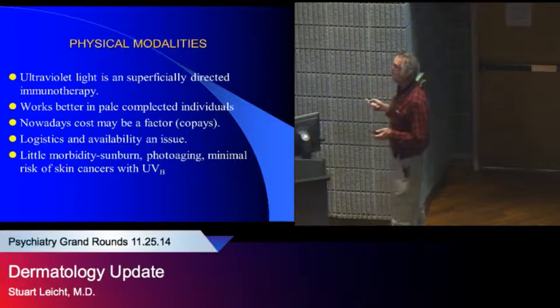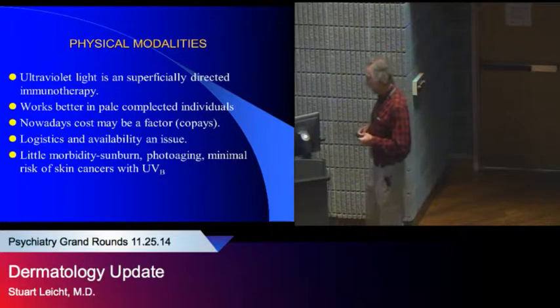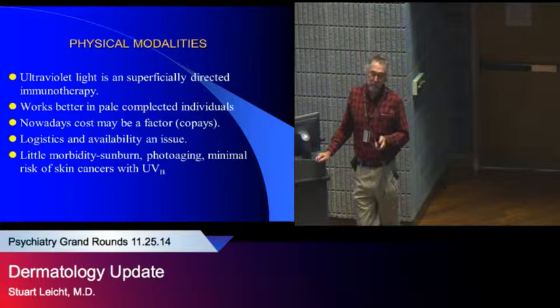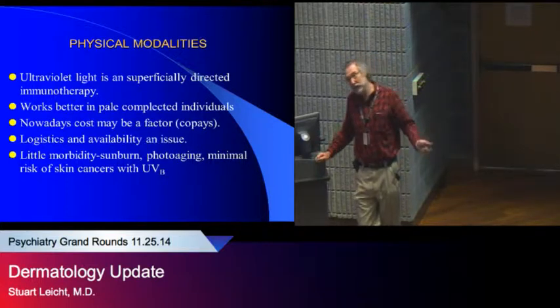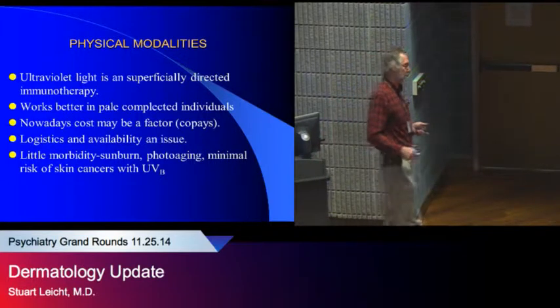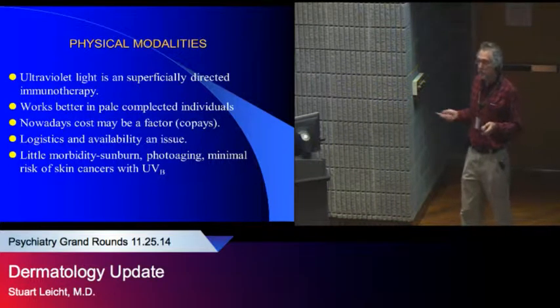Physical modalities, we use ultraviolet light, which is great. We have a unit here, and it works better in pale-complected individuals. The insurance companies, in their wisdom, decided to start billing patients for each treatment. We were doing like a $20 copay for the entire course of therapy. Now they're demanding $20 or $40 with each treatment. Patients can't afford to do that, and we're really not able to utilize it. And there's no way around that.